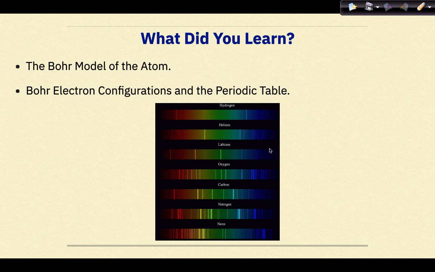So what did you learn? We did a review of the Bohr model of the atom, which you should already know from Regents chemistry. And then we looked at the relationship between the Bohr electron configurations and the periodic table.